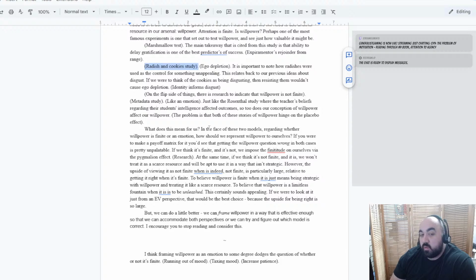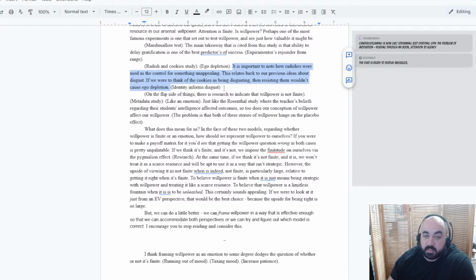But what they found is the ones who first resisted the urge to eat the cookies versus the ones that indulged in the cookies, or maybe it was that they had to resist cookies versus resisting radishes. But in either case, the one that had to use willpower to resist would spend less time attempting to perform the impossible task, which is indicative of a phenomenon known as ego depletion, wherein if a person spends more willpower in one area, they will have less available in another. It's important to note that radishes were used as a control for something unappealing. This relates back to our previous idea of disgust. If we think of the cookies as being disgusting, then resisting them wouldn't cause ego depletion.